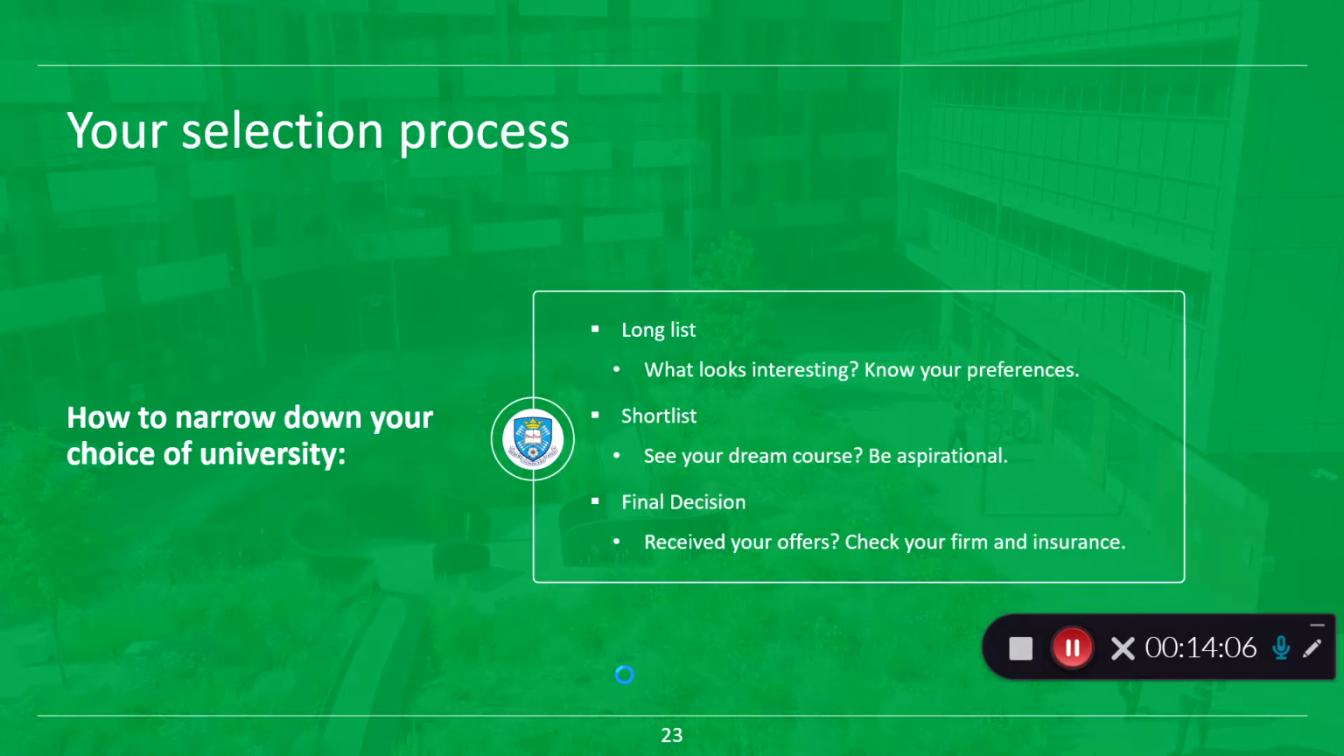Once you receive your offers back from universities, you will need to choose a firm, a first choice university, and an insurance or a second choice. It's wise for your second choice to have a lower entry requirement than your firm choice, as it's intended to provide insurance for if you don't receive the grades you expect.